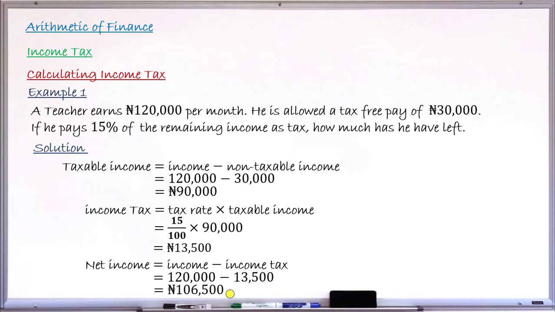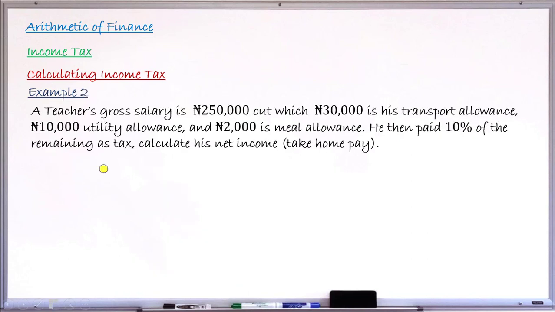Let me just move and take another example. Example number 2 says a teacher's gross salary is 250,000 naira, out of which 30,000 is his transport allowance, 10,000 is utility allowance, and 2,000 is his meal allowance. The question asked here is, if he paid 10% of the remaining as tax, calculate his net income, that is his take-home pay.